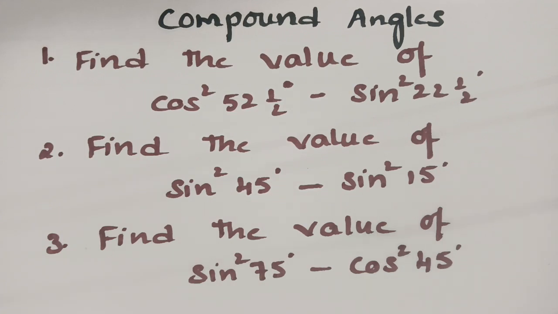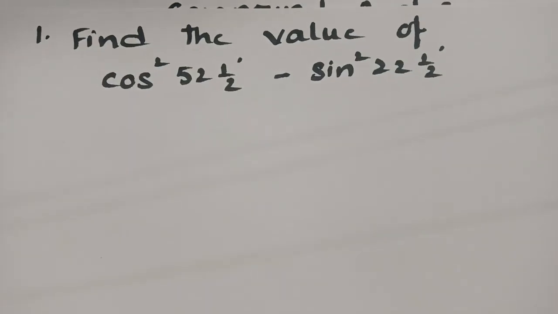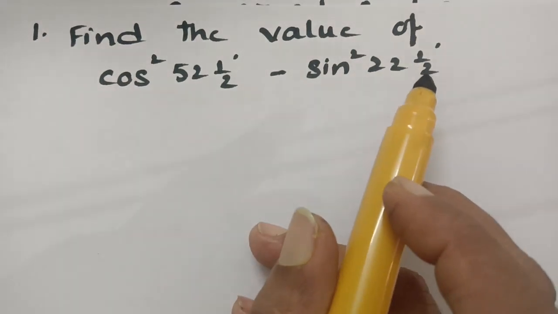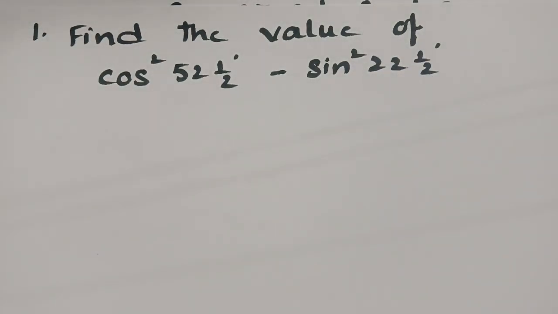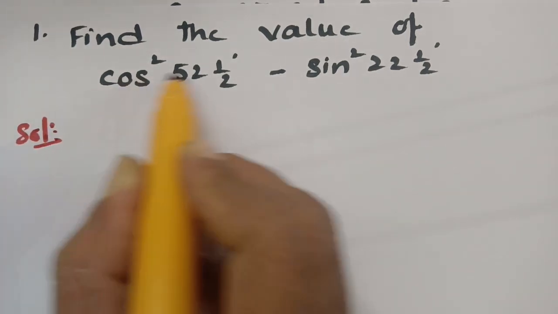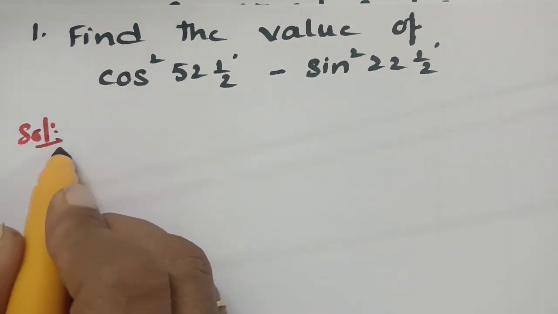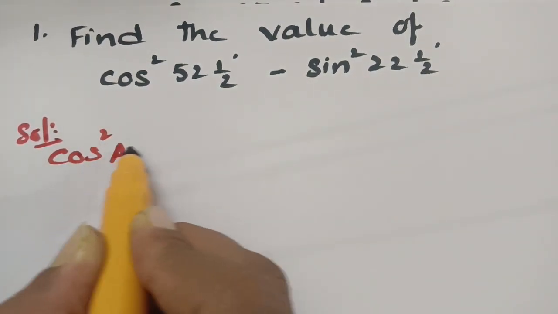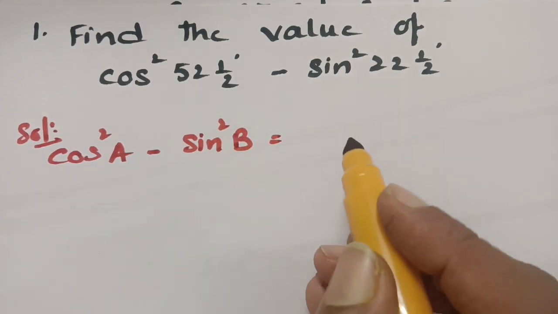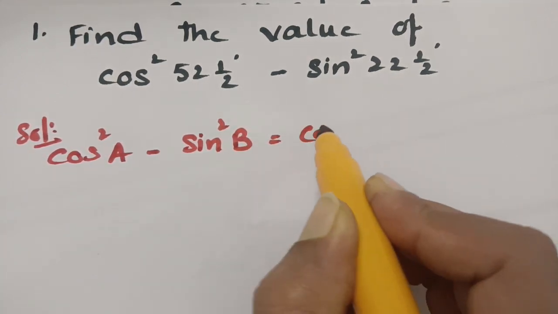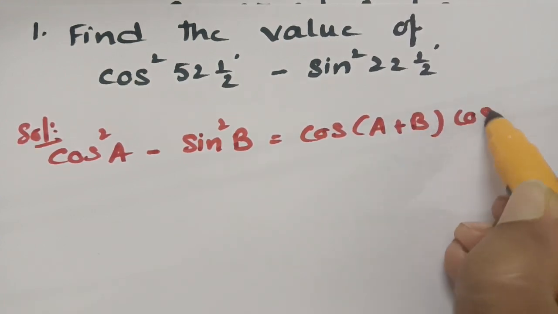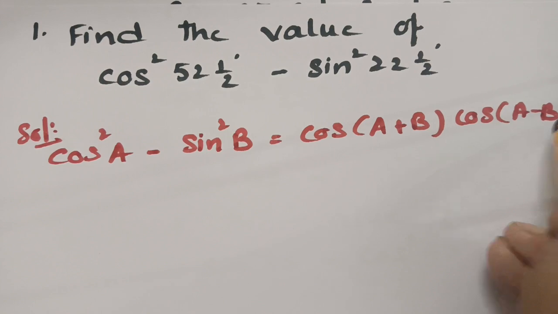The solution for the first question is find the value of cos square 52 and half degrees minus sine square 22 and half degrees. So if you observe the question, this is of the form cos square A minus sine square B. So this is nothing but cos of A plus B into cos of A minus B.